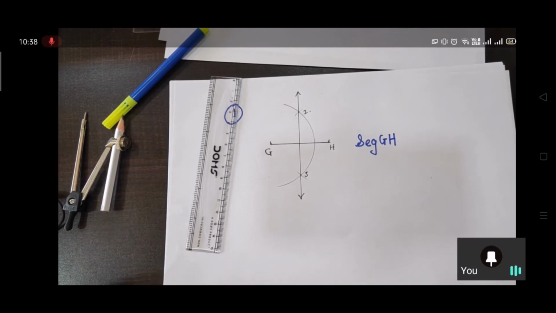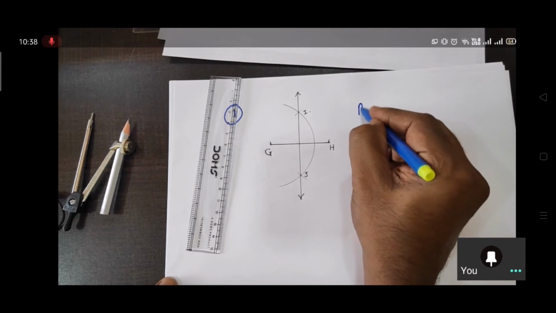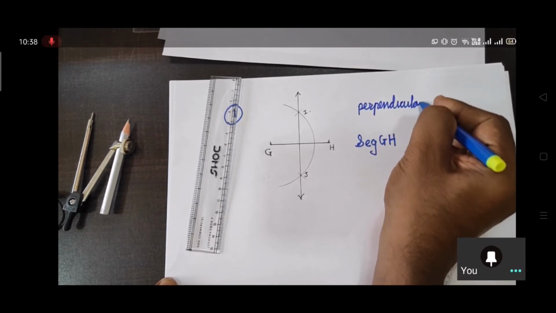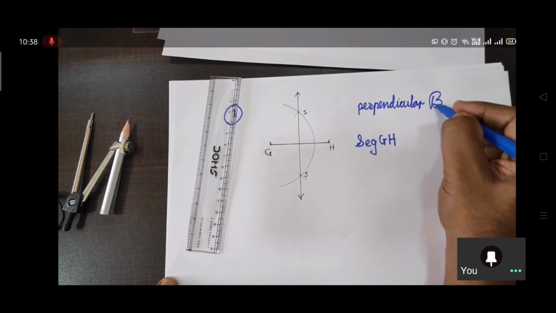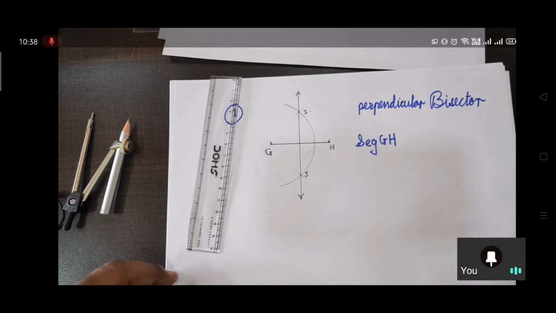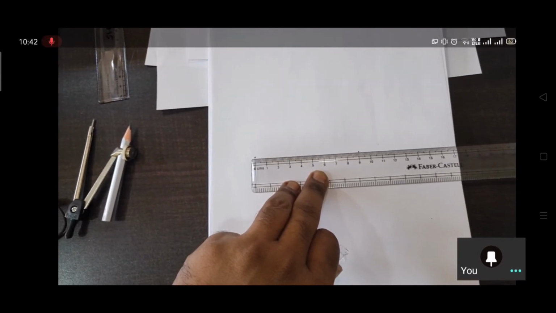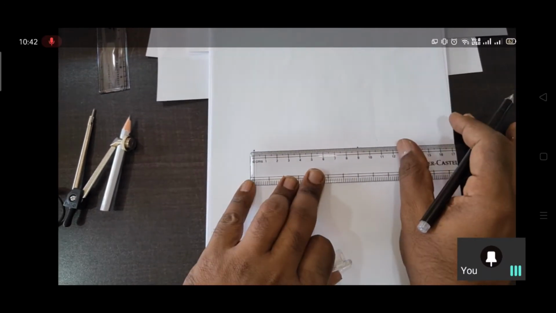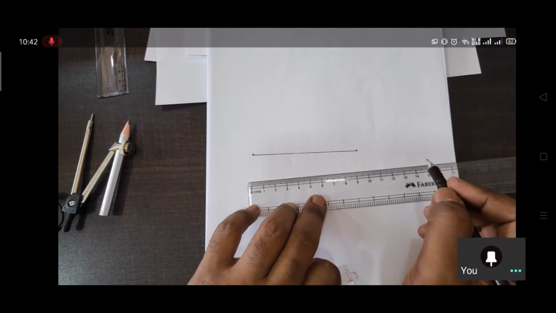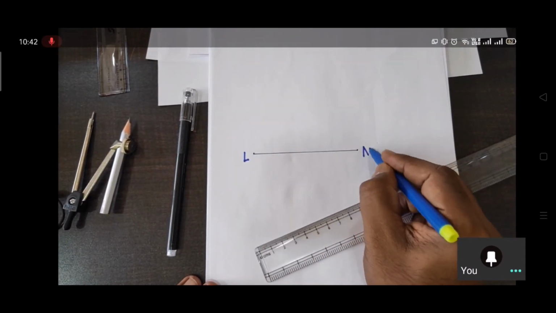This is called perpendicular bisector. Draw a 9 centimeter segment, just draw it fast. Give these letters L and M.